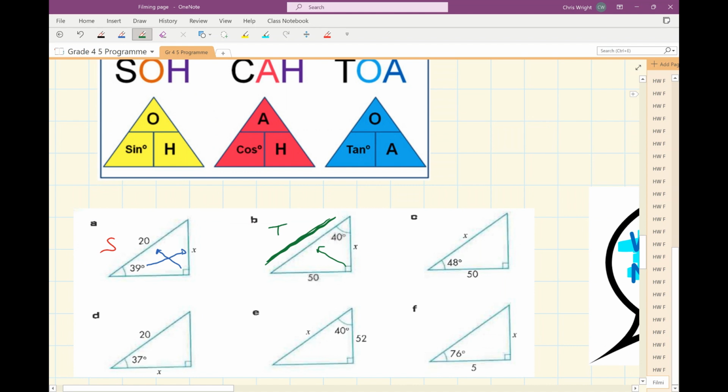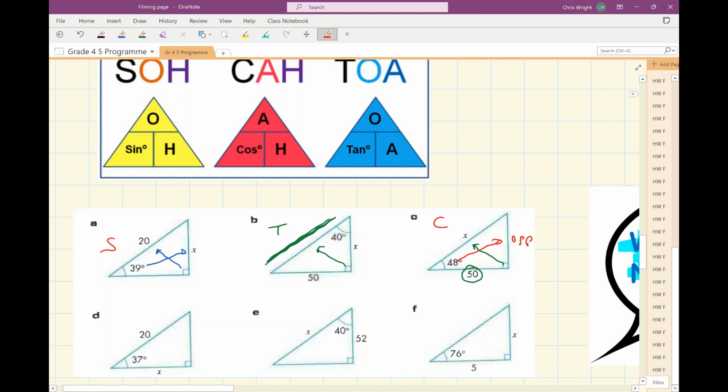Now let's look at C. Well, the hypotenuse is involved, the adjacent is involved, and in this case, it's the opposite which is not involved. So which one of my three does not involve the opposite? Answer, cos.